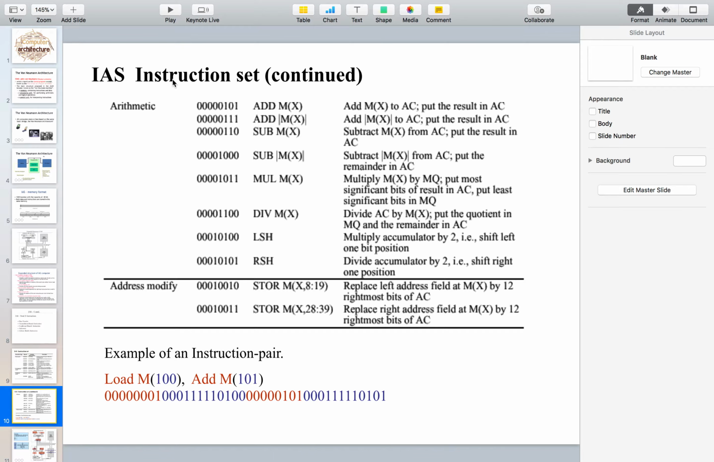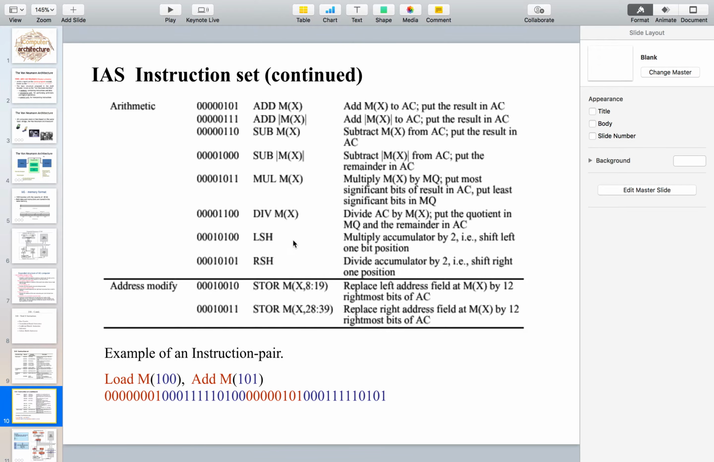Arithmetic. Arithmetic is just the basic operations: addition, subtraction, multiplication, and division. In addition, the values are added and the final value will be stored in the accumulator, and similarly for subtraction, multiplication, and division, where each of the operations takes place and the final answer, the final solution, will be stored in the AC, that is the accumulator.